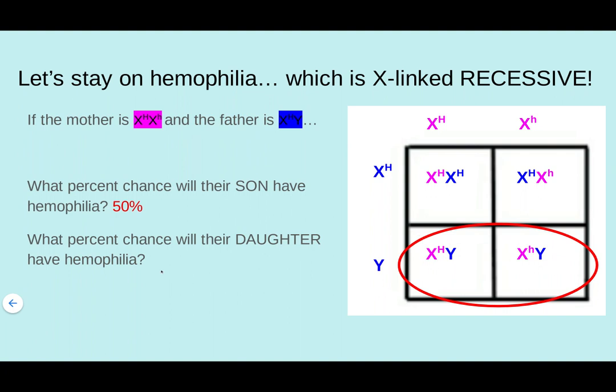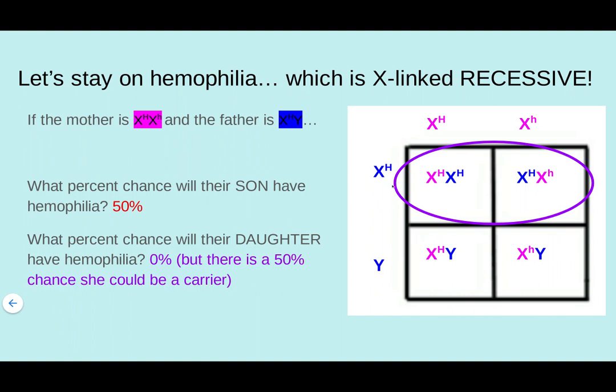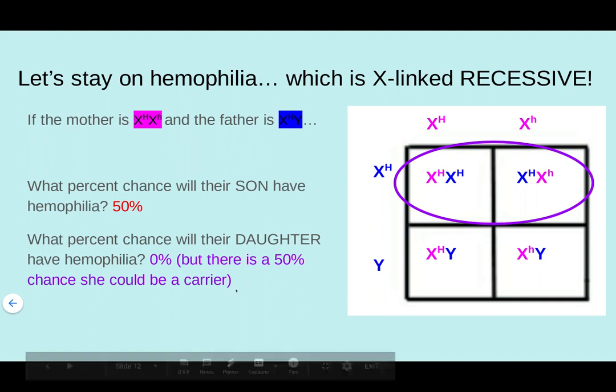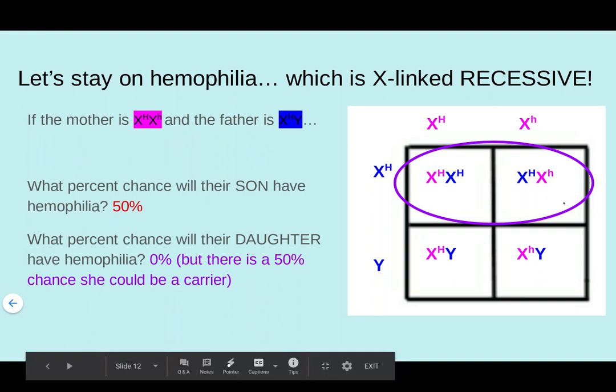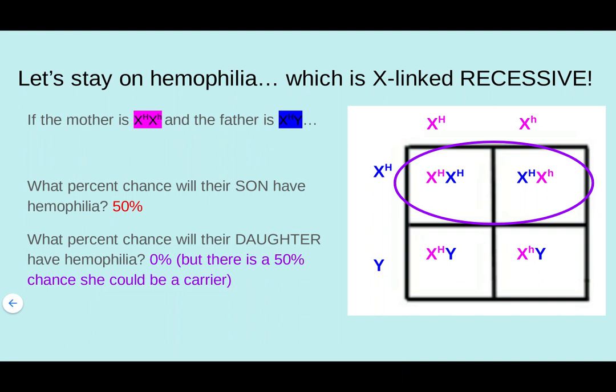For daughter, I'm going to do the same thing, only I'm going to focus on just those top two boxes. Right here I have a daughter who is totally normal. She has two dominant normal alleles. Over here, I have a daughter who doesn't have hemophilia, but she could pass it on because she has that recessive one, so we call her a carrier. So what percent chance will their daughter have hemophilia? That's 0%, but there is a 50% chance that their daughter could be a carrier.